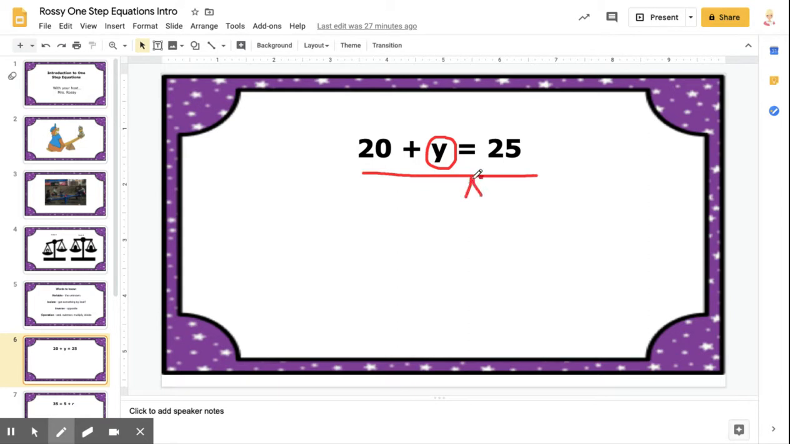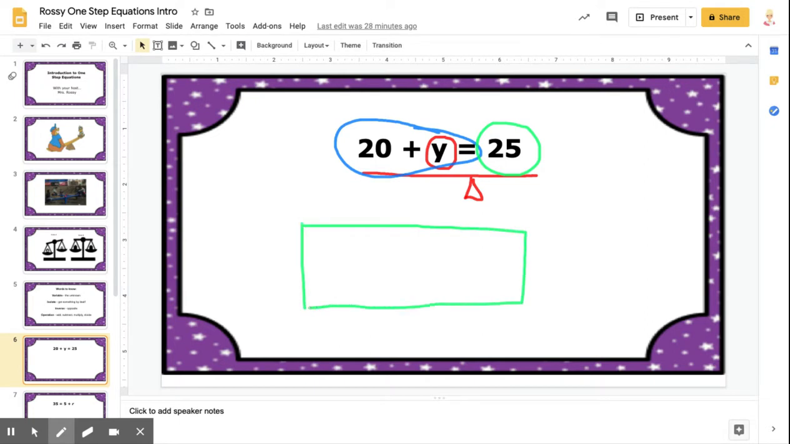Here is one part of our seesaw. And here, I'm sorry, this is kind of difficult to do on the computer, but you get the hint. Here is the other part of the seesaw. Okay, we have to make these sides balanced. The part that is unknown is the y. We can also look at it this way.